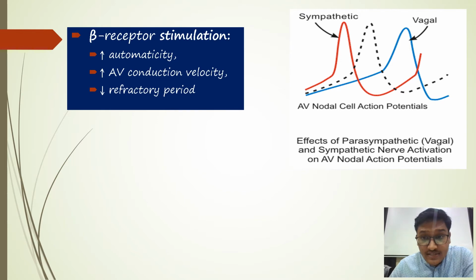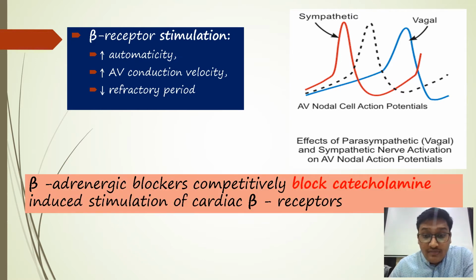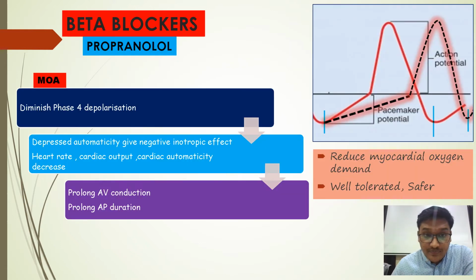So to better understand this, as you all know, beta receptor stimulation means sympathetic stimulation. This dotted line is actually the AV nodal action potential. When there is sympathetic stimulation, as you can see, there is increased automaticity and increased AV conduction. So there is a decrease in the refractory period, and there is a decrease in the AV conduction time. And coming to the vagal stimulation, there is increase in the AV conduction time. So beta adrenergic blockers will competitively block the catecholamine induced stimulation of the cardiac beta receptors. This is the most important mechanism of action.